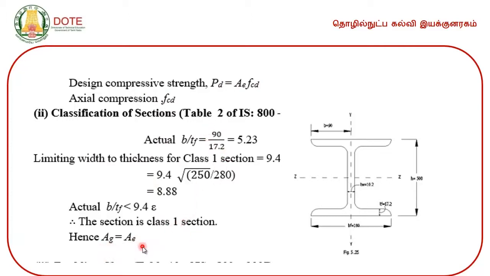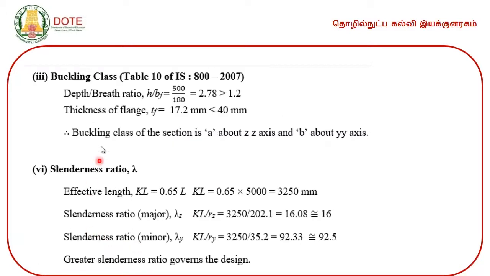Therefore, gross area is equal to net area, and this is a step to find the buckling class of the member. Here the buckling class of the section is found to be A about ZZ and B about YY. Again, for the calculation of slenderness ratio, we have to calculate the effective length, which is based on the end condition and actual length. For the fixed condition, the effective length KL is given as 0.65 L as per the code. So, KL is equal to 0.65 times the actual length.